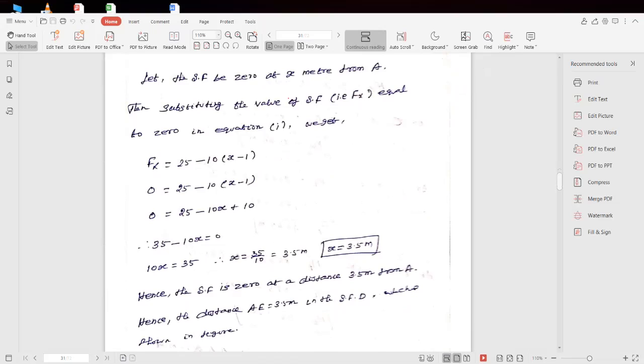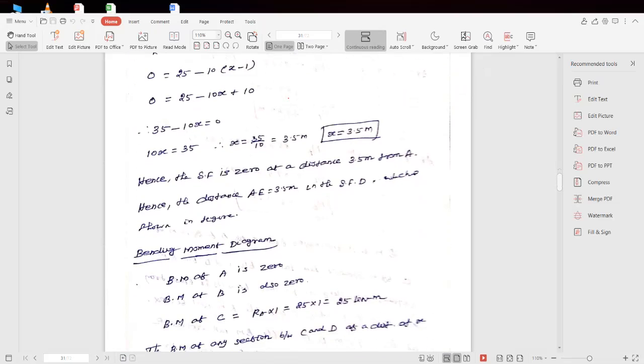So now the F of x equation is 25 minus 10 into (x minus 1), and it will be equal to 0. Therefore, if you simplify this, you will get x value as 3.5 meter. Here F of x is 0, 25 minus 10 into (x minus 1). So 25 minus 10x plus 10, 10 into 1 is 10. So here, 10 plus 25, 35 minus 10x equal to 0. So 10x equal to 35, x equal to 35 by 10, 3.5 meter. So hence the shear force is 0 at a distance of 3.5 meter from point A. Hence the distance of E from A is 3.5 meter in the shear force diagram.